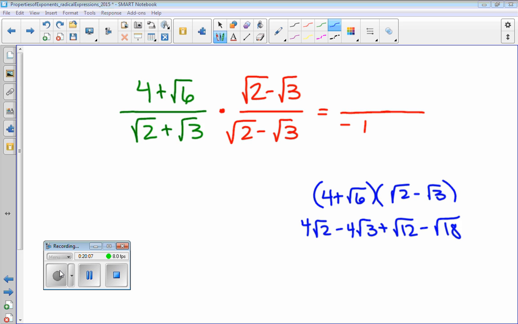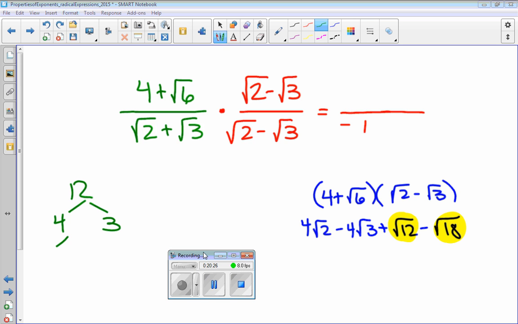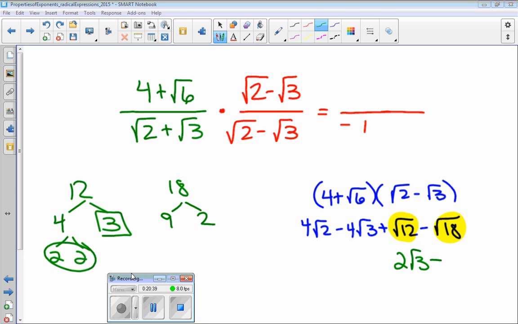But what can I do with these two things? Simplify them. The square root of 12, I can make a factor tree. I can actually simplify the square root of 12. What is the square root of 12? Yep, it is 2. The 2 comes out. The 3 stays underneath. So this becomes 2 radical 3. How about 18? How does it simplify? So I have 9 times 2. A 3 comes out, and a 2 stays underneath. That becomes 3 radical 2.